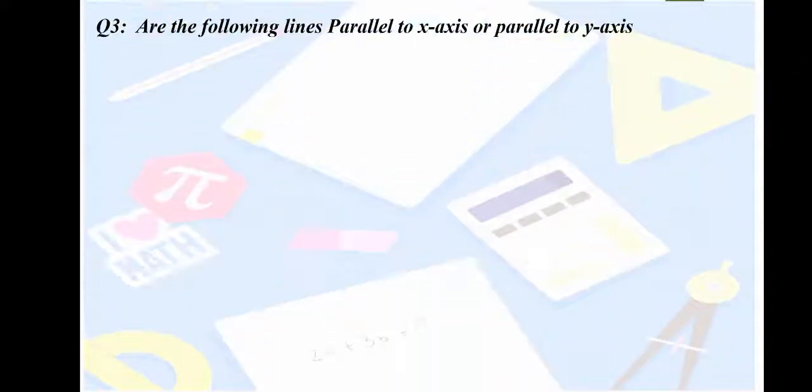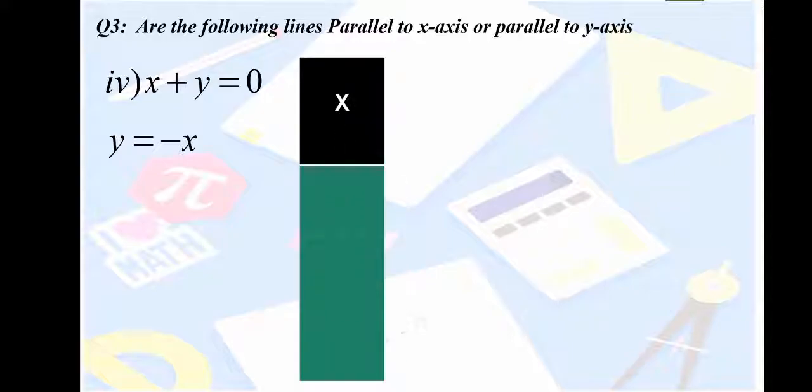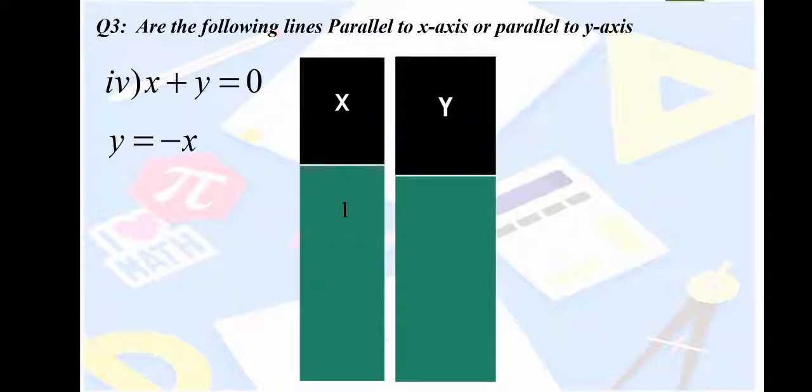Question number 3, part number 4, x plus y equals to 0. So we can write it like y is equal to minus x. So first of all take the value of x. If the value of x is 1, then what will be the value of y? y is equal to minus 1. Why y is equal to minus 1? Because when you will replace it on the place of x, x is equal to 1, then there is a negative sign with x. So that value will be stored in y. So y is equal to minus 1.